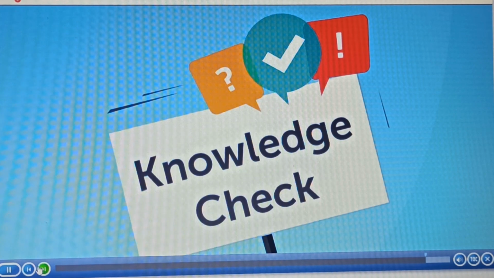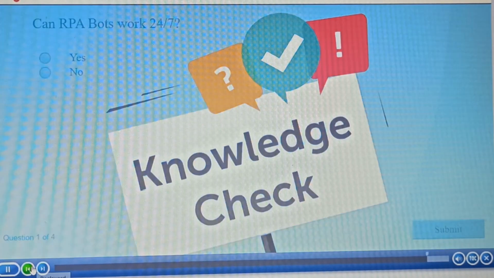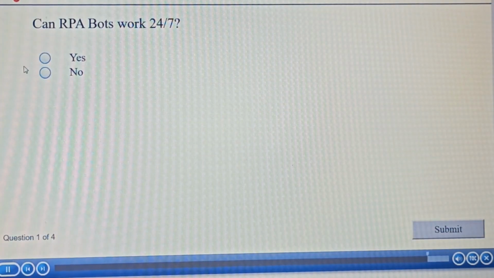So far, we have discussed some basics of RPA. Let's see if you can recollect some of the key aspects of our discussion. Here is a question for you.